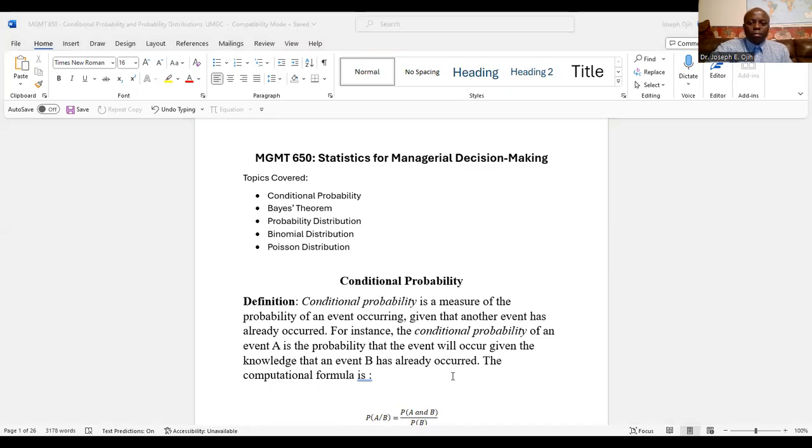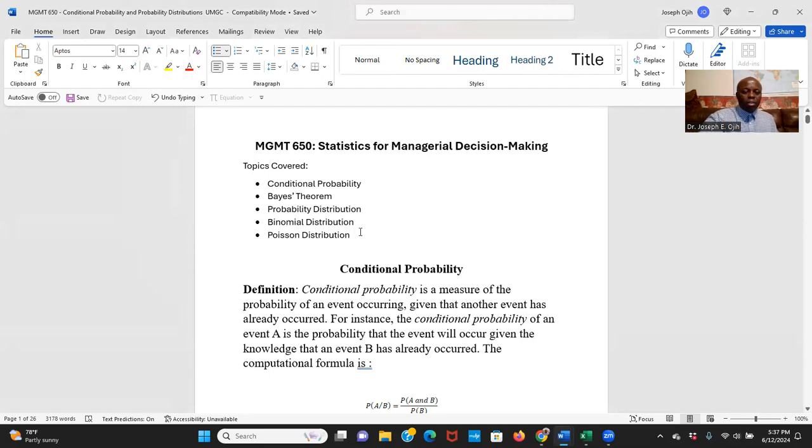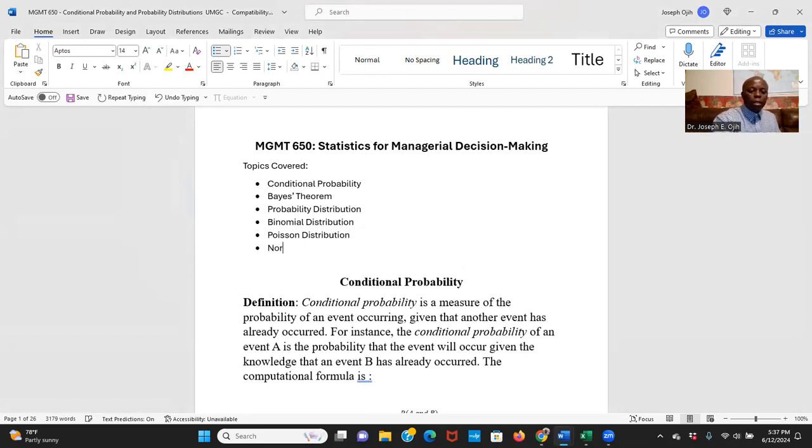Okay, so now I think we can begin. The topic is conditional probability and Bayes theorem. Then we take a look at probability distribution, what they are, and we work on 3 of them. I think I'm missing one, which is normal distribution. I will work on normal distribution here as well. These are the three different types of probability distribution that we cover in this course: binomial, Poisson, and normal. So we'll be taking a look at those as well.